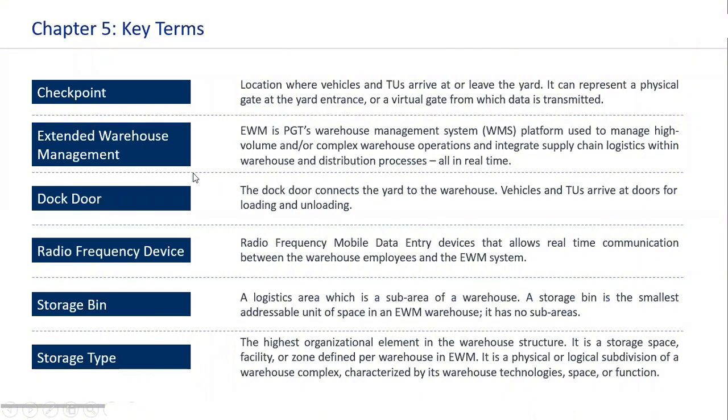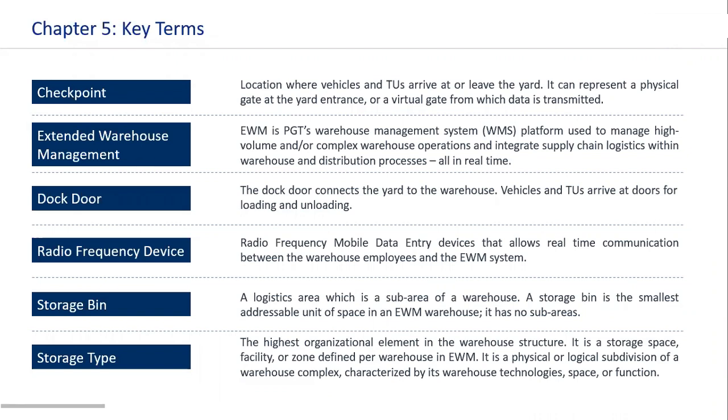A couple of the key terms for this chapter, I'll just run through some of them, because a few of them are different from the other chapters. A checkpoint is a location where vehicles or TUs arrive or leave the yard. It can represent a physical gate at the yard entrance or a virtual gate from which data is transmitted. Extended warehouse management is obviously EWM, which is our warehouse management system. The dock door connects the yard to the warehouse, and vehicles and TUs arrive at doors for loading and unloading.